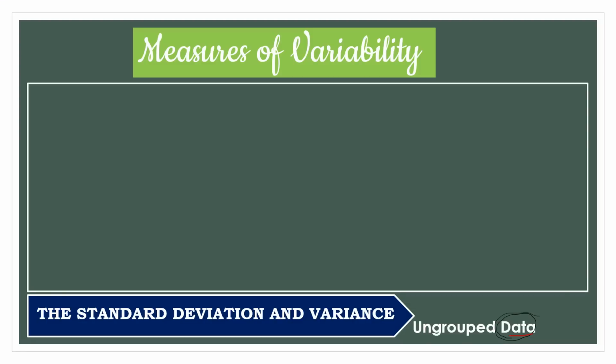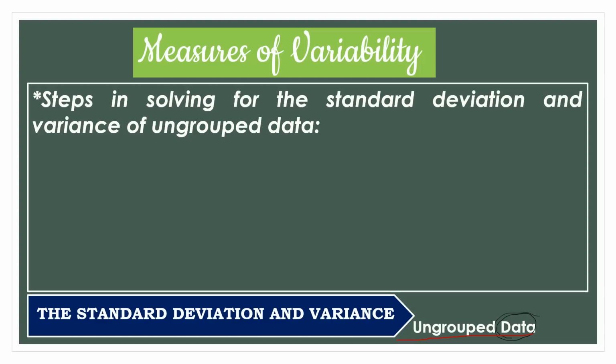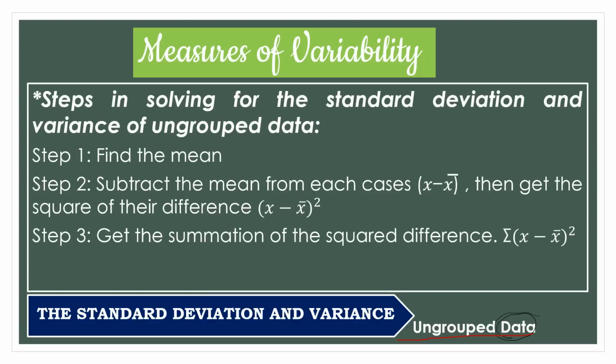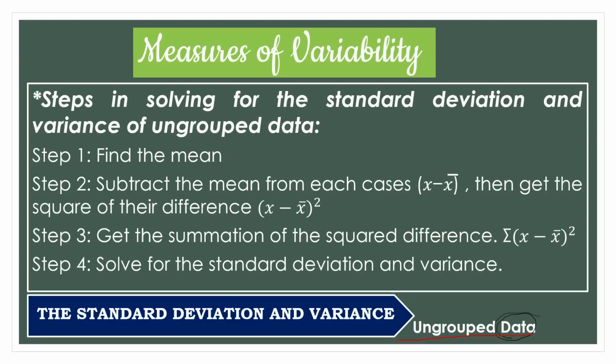Let us first deal with examples in solving for the standard deviation and variance of an ungrouped data. Here, there are steps that we also need to follow. For step 1, we find the mean. Step 2, subtract the mean from each case, x minus the mean, then get the square of their difference. Step 3, get the summation of the squared difference. And then step 4, solve for the standard deviation and variance.